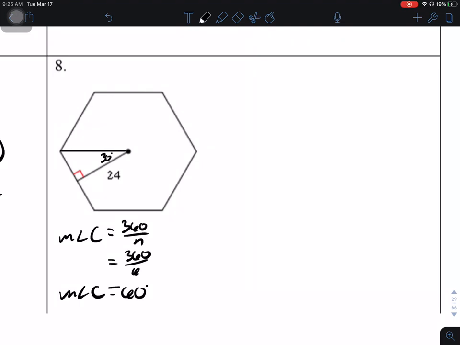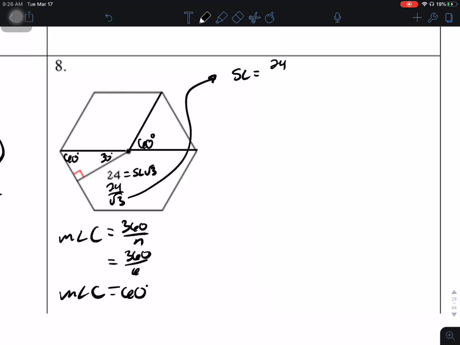Once again, this picture I'm drawing here is just to show you where that 30 is coming from. We just found a central angle 60. The apothem cuts that in half, so it's 30. Special right triangle again, it's 30, 60, 90. 24 is the short leg times the square root of 3. If you divide both sides by the square root of 3 to get the short leg by itself, you get this.